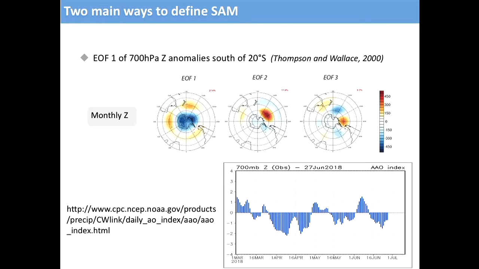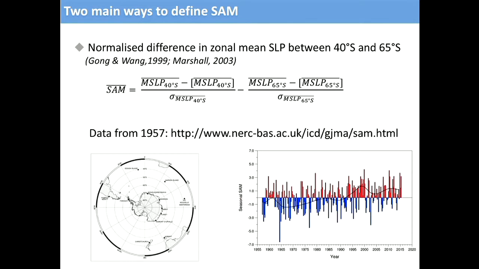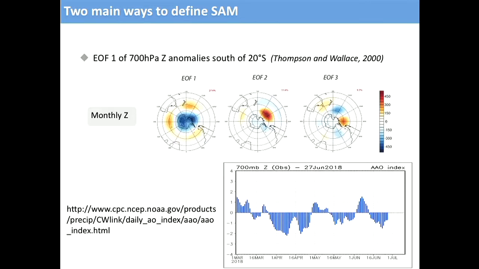So I'm going to talk a bit more about these EOFs later. One of the benefits of EOFs, compared to this kind of index, is that this index is missing a lot of potential variability in the South Pacific because there are no stations there. That's one criticism of the SAM index from this Marshall method, whereas the EOF will capture all of the variability.